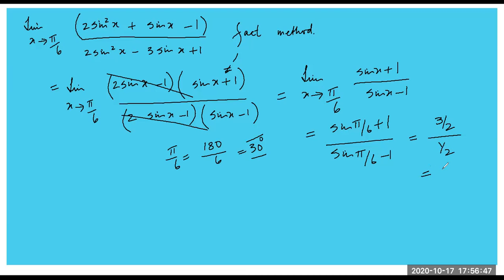So the answer is, so this is sine pi by 6 minus 1, right? So it will be 1 by 2 minus 1. I'm sorry, I made a mistake. It should be minus here. So it will be -3.